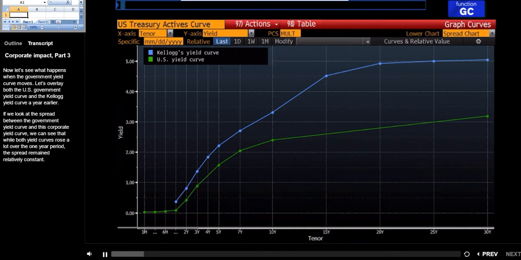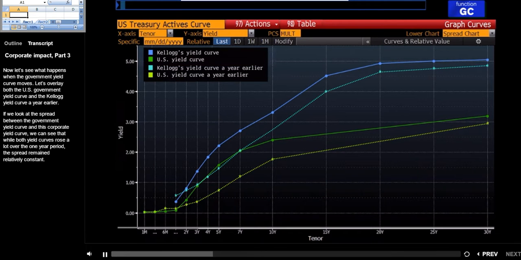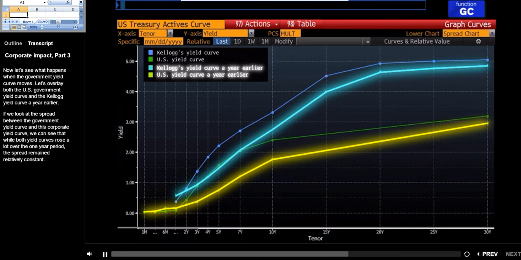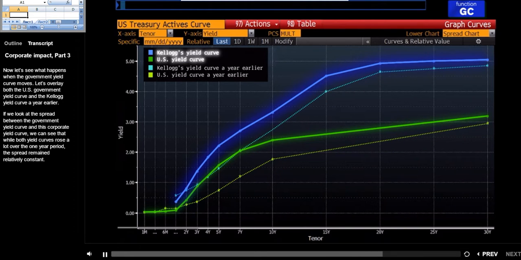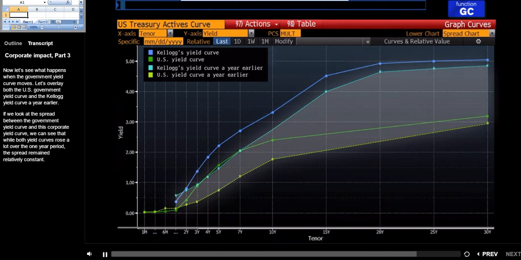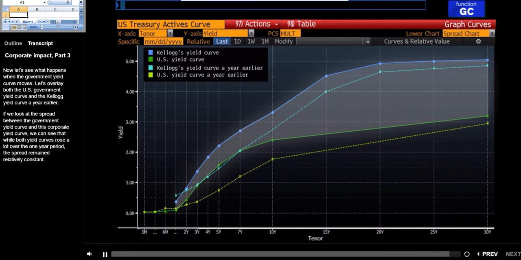Now let's see what happens when the government yield curve moves. Let's overlay both the U.S. government yield curve and the Kellogg yield curve a year earlier. If we look at the spread between the government yield curve and this corporate yield curve, we can see that while both yield curves rose a lot over the one-year period, the spread remained relatively constant.